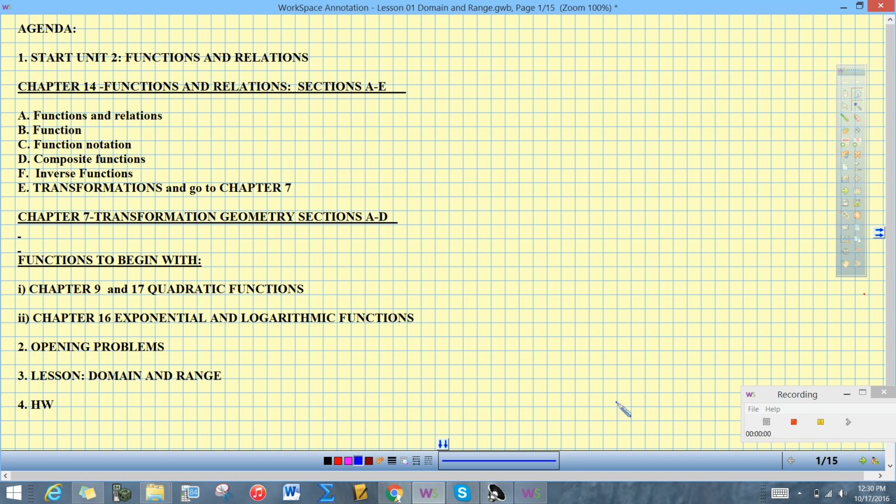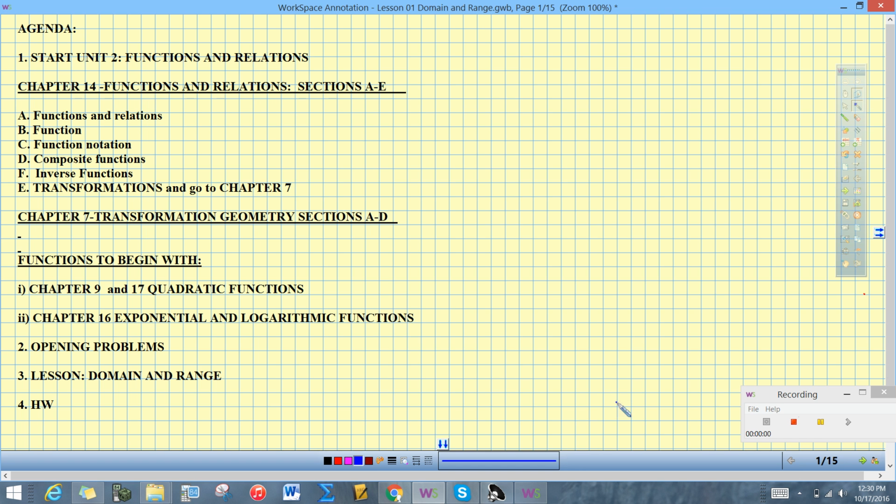Hi everyone, we're starting our second unit on functions and relations, and we are going to be looking at first chapter 14, sections A to E only. Then we will move on to chapter 7, which is on transformations, transformation geometry, and then we will go to chapters 9 and 17 with quadratics. We will then look at chapter 16, exponential and logarithmic functions.